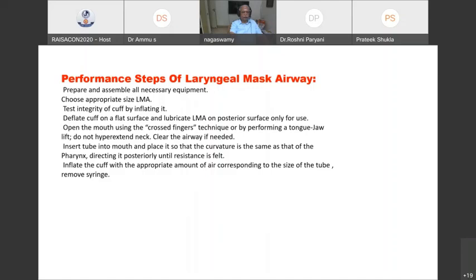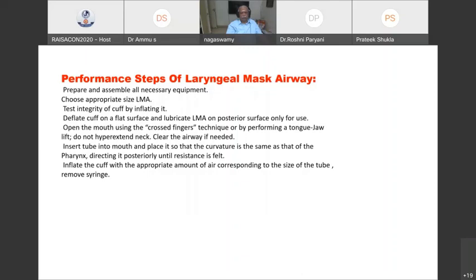Then inflate the cuff with the appropriate amount of air. How do you decide the amount of air? Corresponding to the size of the tube, and remove the syringe. Earlier there was guidance given by the manufacturer on how much air you should inflate according to the size of the tube. Is it now followed the same way, or are we now changing the guidelines?